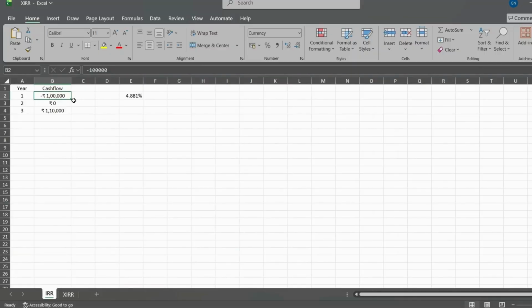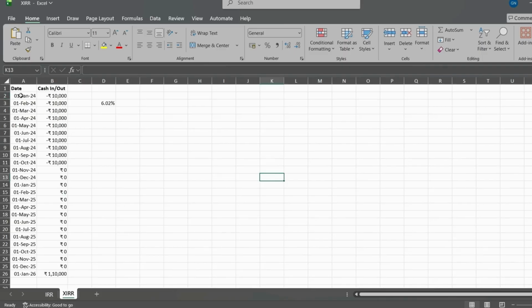So in case of IRR, let us look at the first example. On the first year, we invested 1 lakh rupees. And please notice the minus symbol here. And we got in the third year 1 lakh 10,000. So all you need to do is IRR and then just give these values. And there you have it, 4.881% IRR.